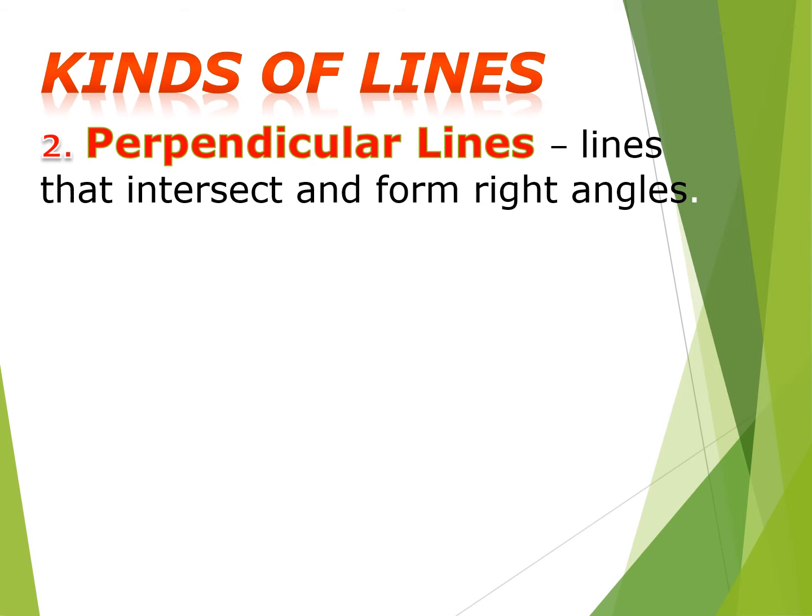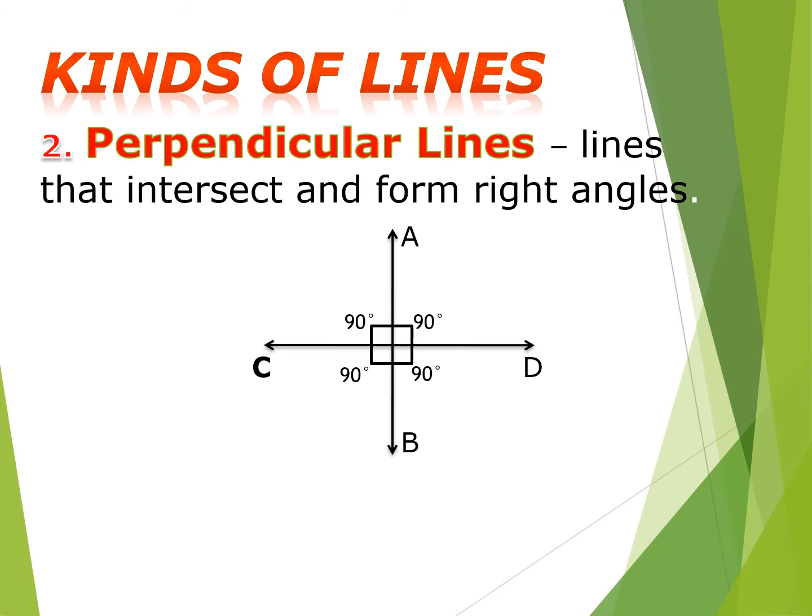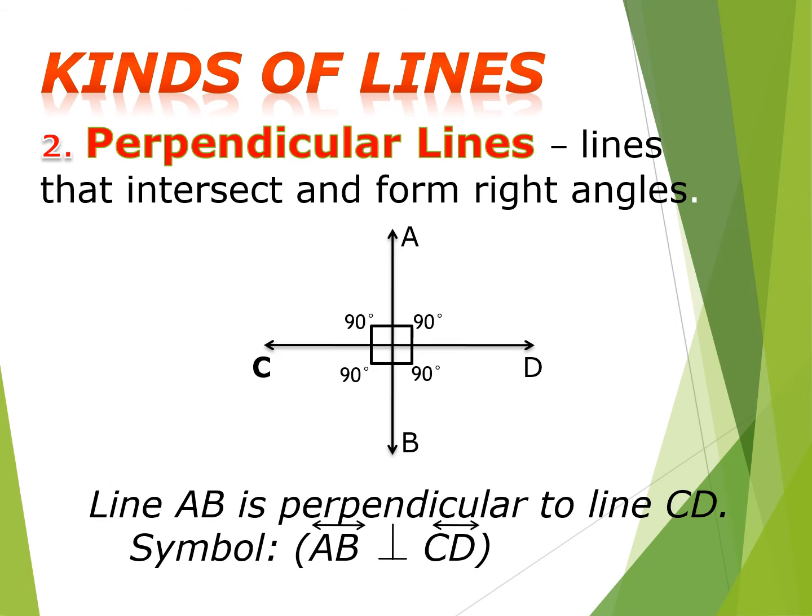How about the perpendicular lines? These are lines that intersect and form right angles. Again, perpendicular lines are lines that intersect and form right angles. If we have right angles here, the measure of the angles is 90 degrees. So line AB is perpendicular to line CD. This is the symbol: one vertical line and the other one a horizontal line. That's an inverted T. So that is for perpendicular.